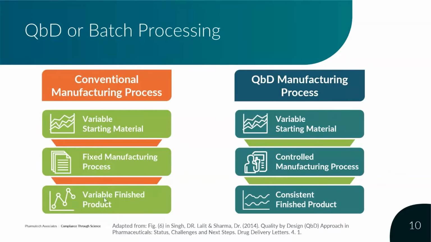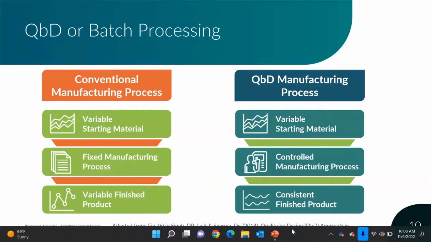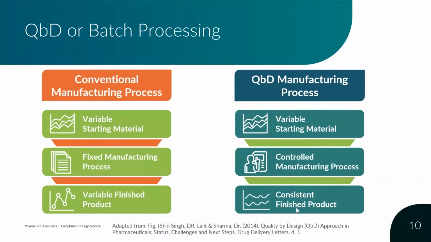But in a quality by design approach, you can still have variability in your starting material. But if your manufacturing process is adequately controlled, and we can do this with our process analytical technology tools, we can ensure a consistent finished product. And this is the big goal for regulatory authorities. They really want to make sure that the finished product is consistent in its quality. That comes up time and time again.